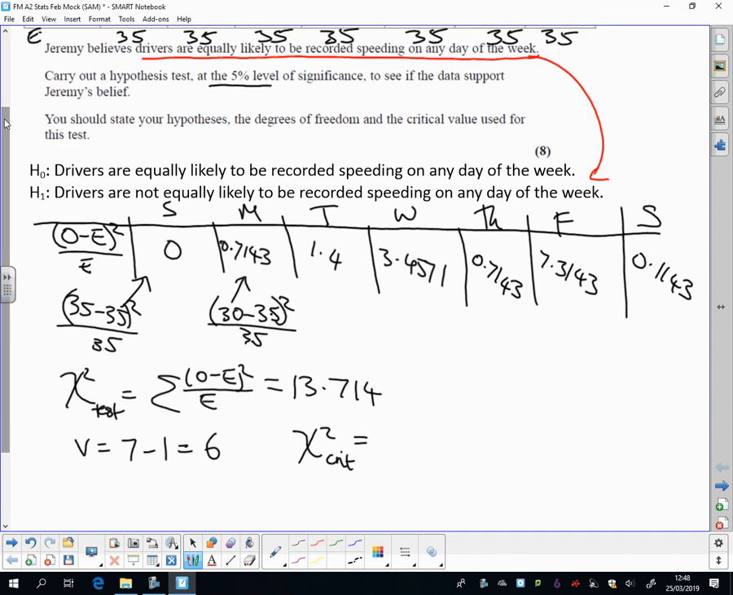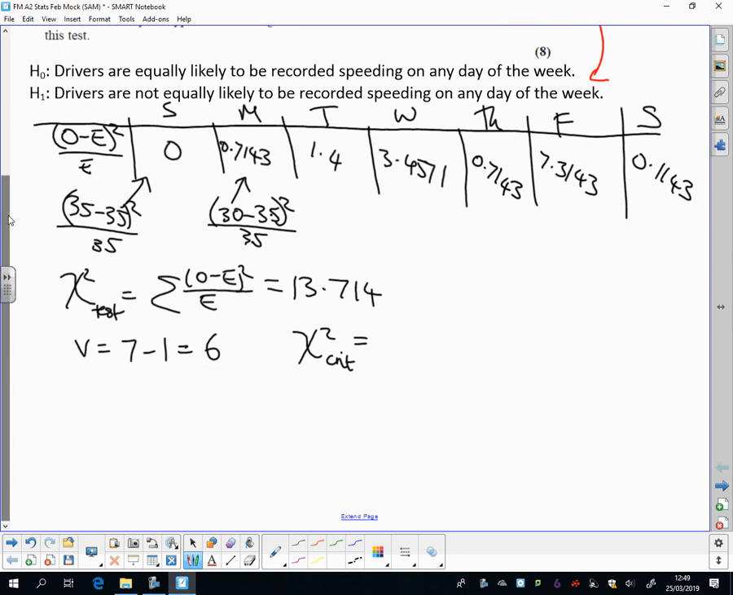So our significance level is 5%, and they're always one-tailed. So we come up with 5%. And then your critical value is 12.592. Well, what can we say from that? Well, we should show that we compared those two numbers. So our test value is greater than our critical value. So 13.714 is greater than that value.